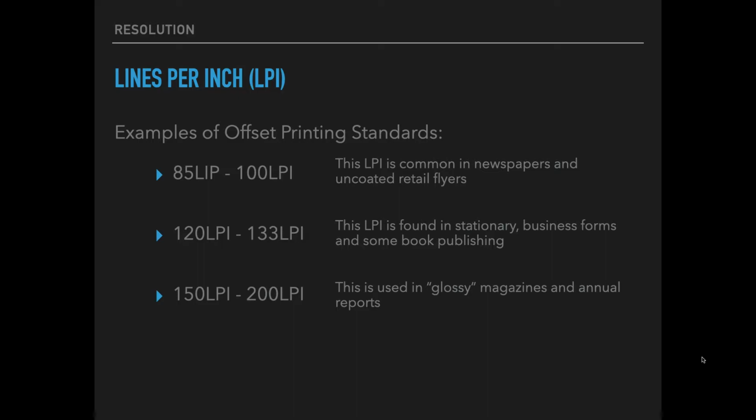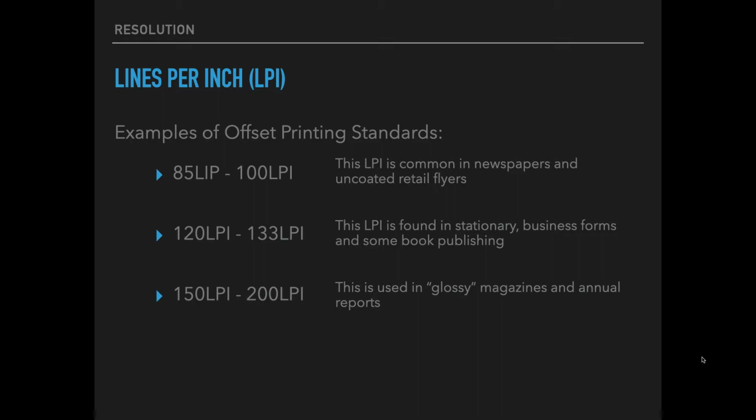Lines per inch. Examples of offset printing standards. So to kind of help save money, as we've talked about last week, each plate for a color is on its own, so each color has its own plate. You can imagine the more dots there are, the more precise it has to be, and the more expensive that plate becomes. So the print industry has found loopholes to kind of help lower the cost.